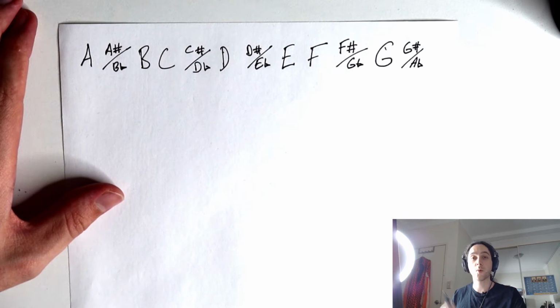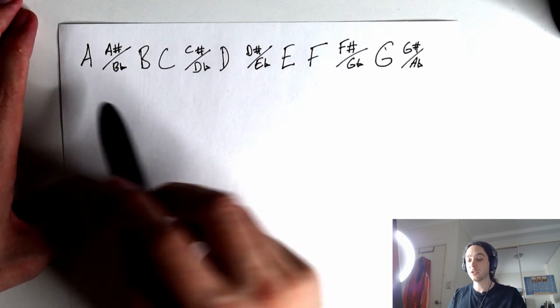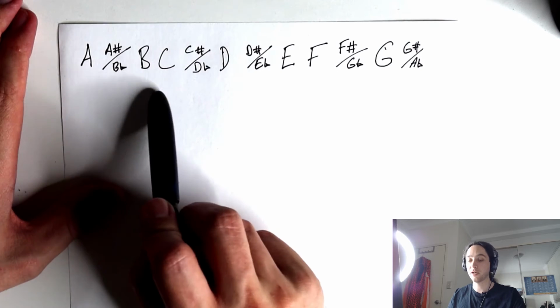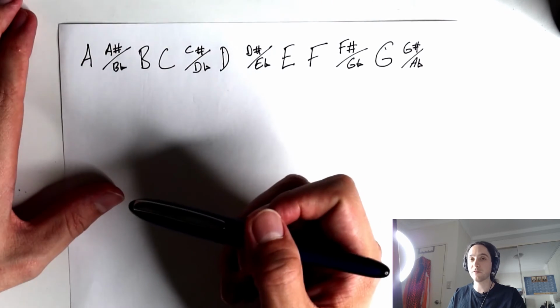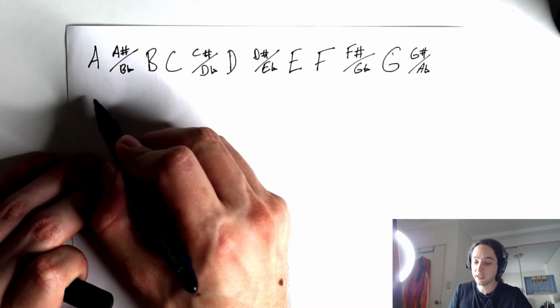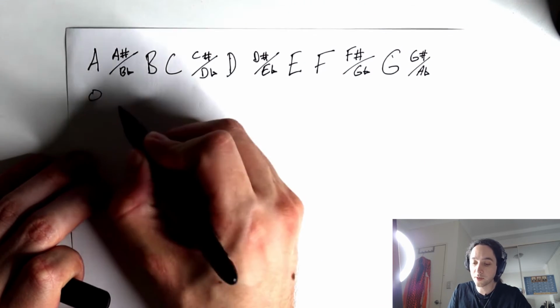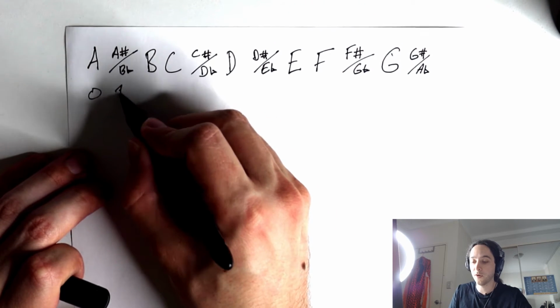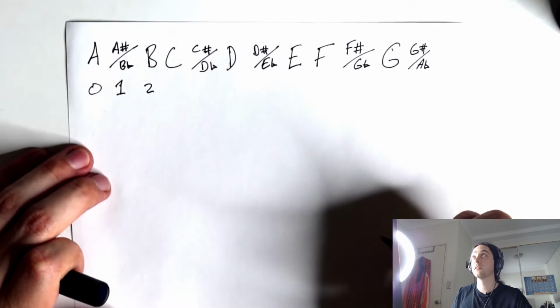Effectively, a sharp means one semitone higher, a flat means one semitone lower. So if you sharpen an A, it becomes an A sharp. If you flatten a B, it becomes a B flat, right? Now this is the same note. If we're to look at this on a guitar, this is the open string on the A string. First fret, second fret, okay, etc.